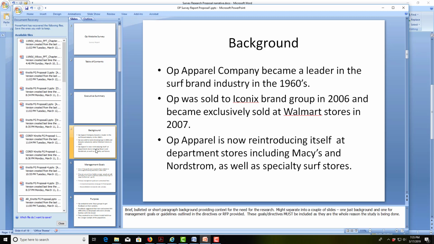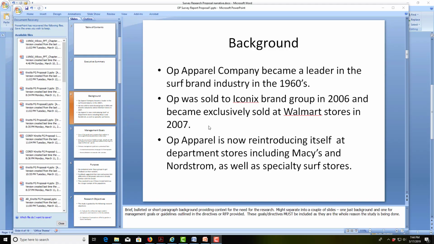OP Apparel Company became a leader in the surf brand industry and lifestyle apparel in the 1960s, making it one of the top competitors in its class. OP was sold to Iconic Brand Group in 2006 and became exclusively sold at Walmart stores in 2007. OP Apparel ended their executive agreement with Walmart and was planning to reintroduce itself at department stores, including Macy's and Nordstrom's, as well as its specialty surf stores that would carry OP and similar competitor brands. One of their goals was to revamp their website to encourage browsing and direct online sales. They were unsure how familiar young people were with the brand, but that is a primary audience that they hope to target, the millennial through Gen Z generation.